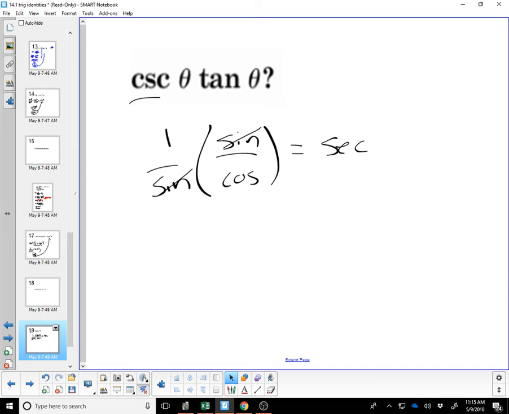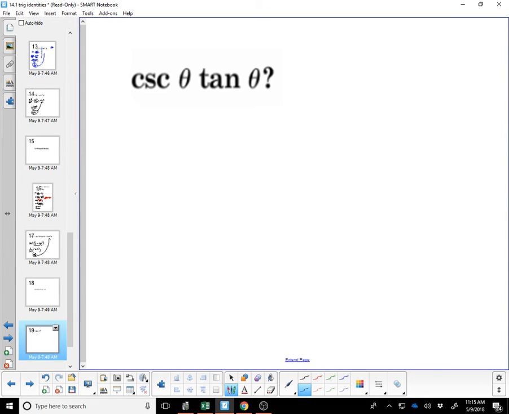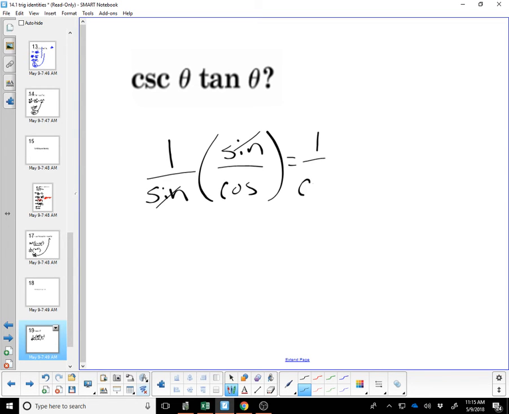I'll do this again. I know that cosecant is 1 over sine. Tangent is sine over cosine. Sine and sine will make 1. So I've got 1 over cosine, which is also called secant theta.